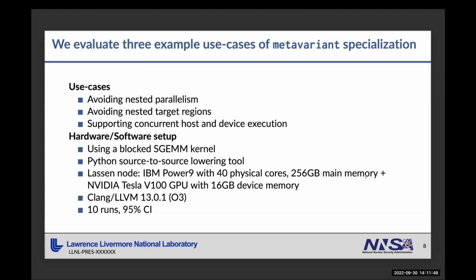Or supporting concurrent host and device execution. This is all set up using a blocked SGEM kernel, a Python source-to-source lowering tool. We had some support in Clang built in to do some of the symbol generation stuff, but it's mostly a source-to-source translator on Lawson, which is a Livermore system that is nodes much like Sierra. So IBM Power 9, V100 GPUs with a version of Clang 13-ish, 10 runs, etc.